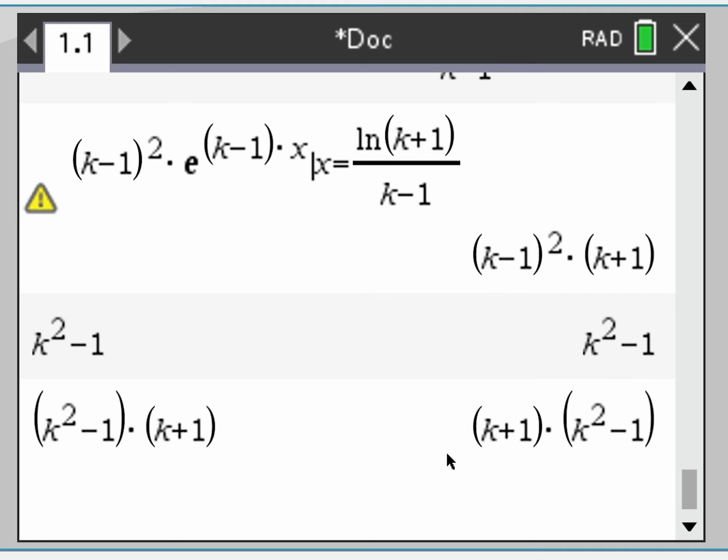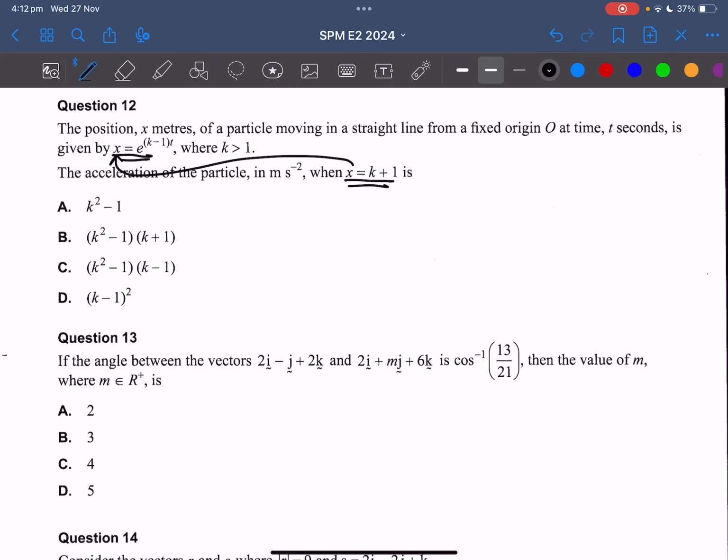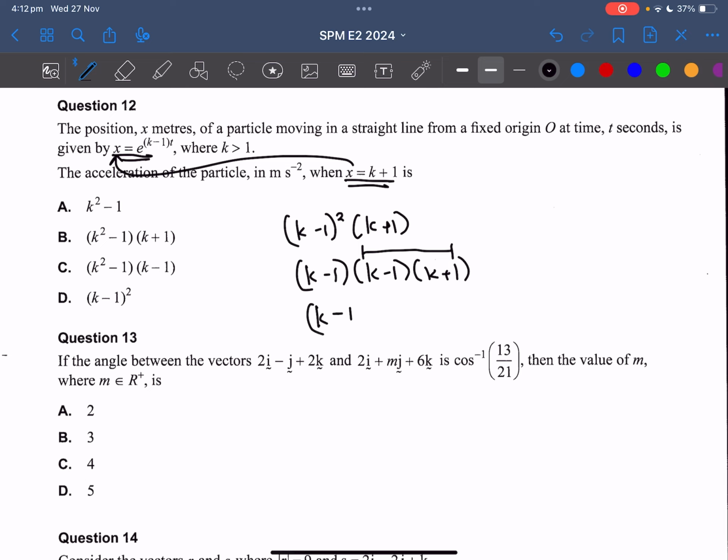Okay, where have I made my mistake? Oh, actually, never mind. I think I know. So k minus 1 whole squared, k plus 1 is what our calculator gave us. So if I were to expand this, so k minus 1, and k plus 1, this over here will make it k minus 1 times k squared minus 1.